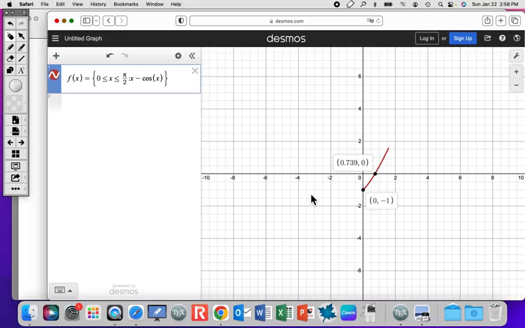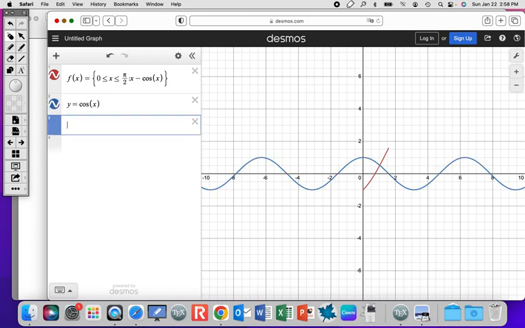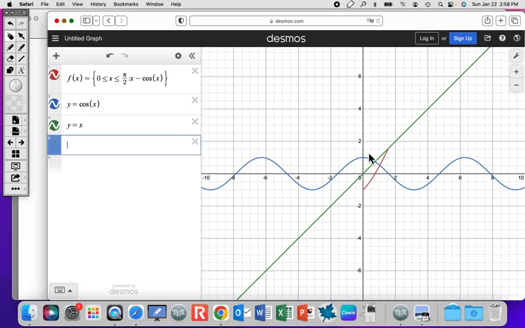All right. Now notice that's the same place as if I graphed y equals cosine x and y equals x. They intersect right there at 0.739-ish, and that's exactly where that x-intercept is for that function.